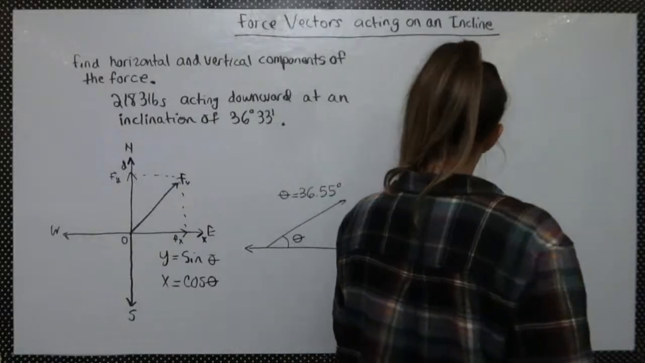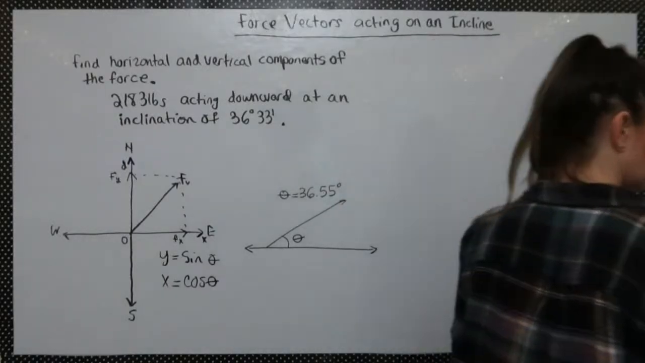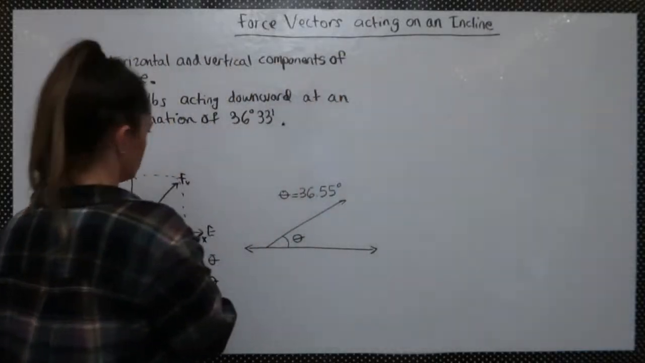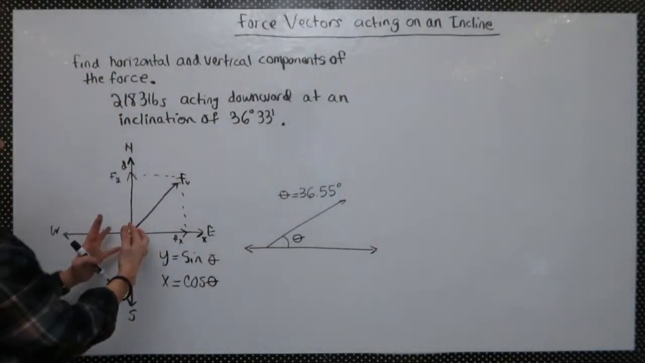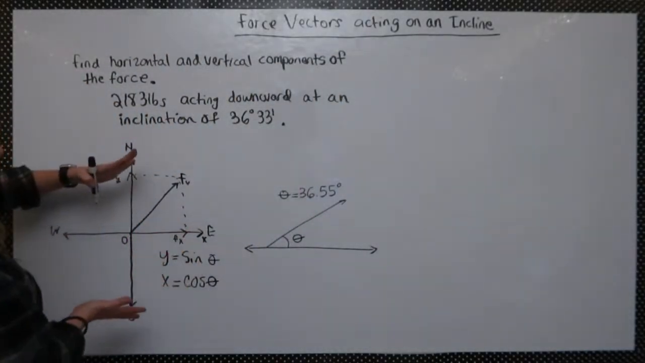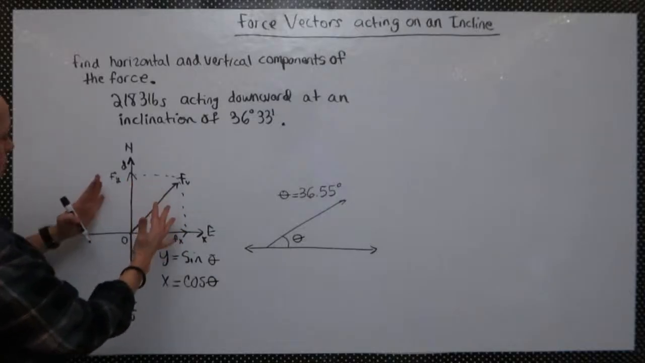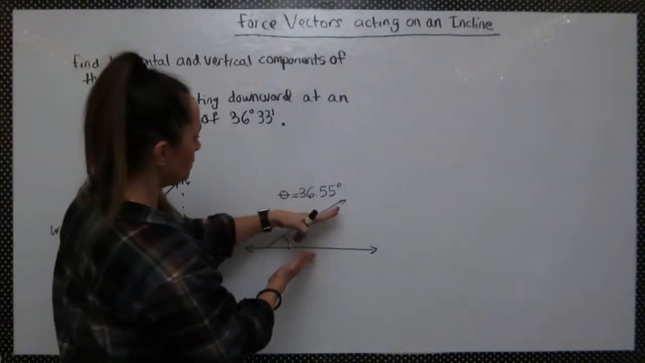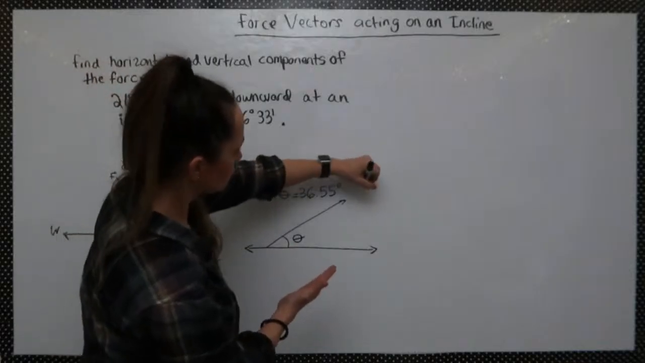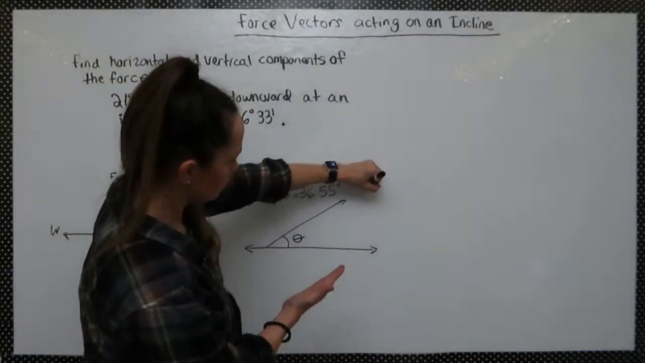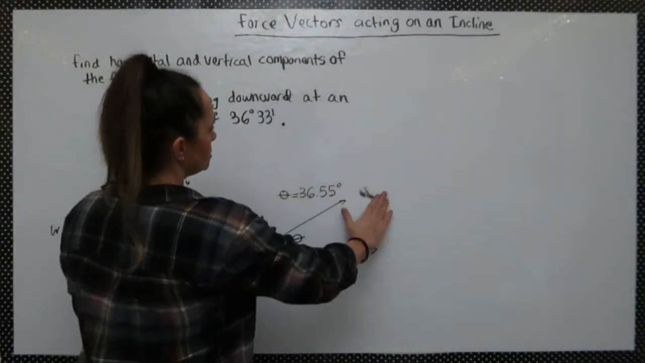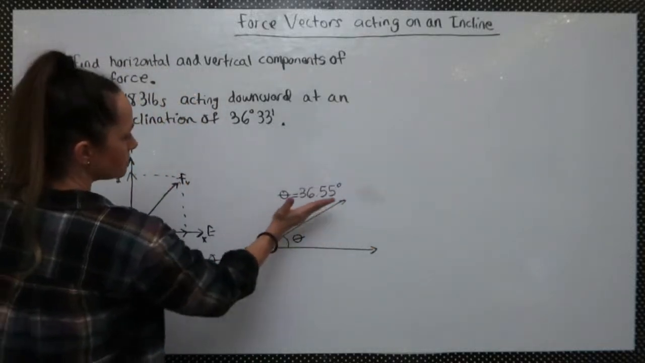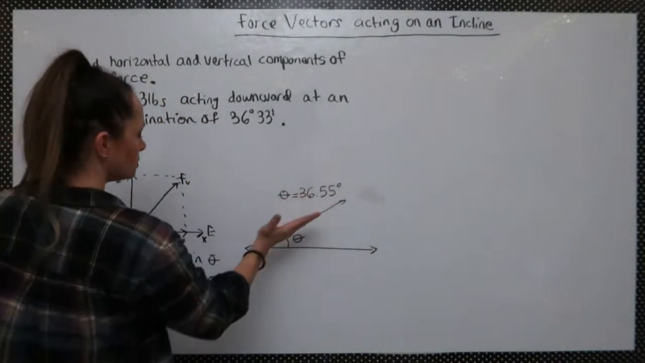If you could imagine that this is shifted so that north is going to be equivalent with the incline. So north is this direction now. It's still straight up, but what happens when you have an incline is that this becomes the horizontal component.